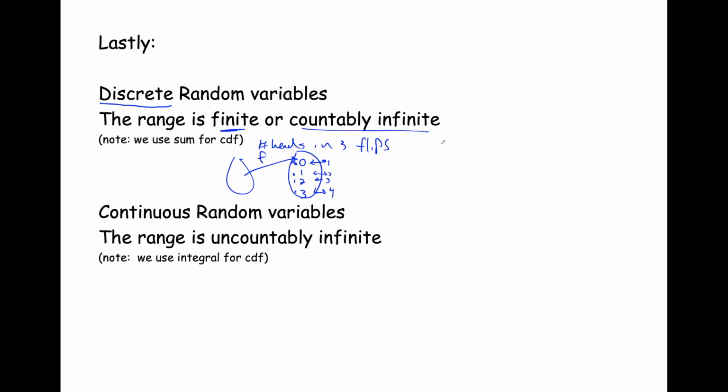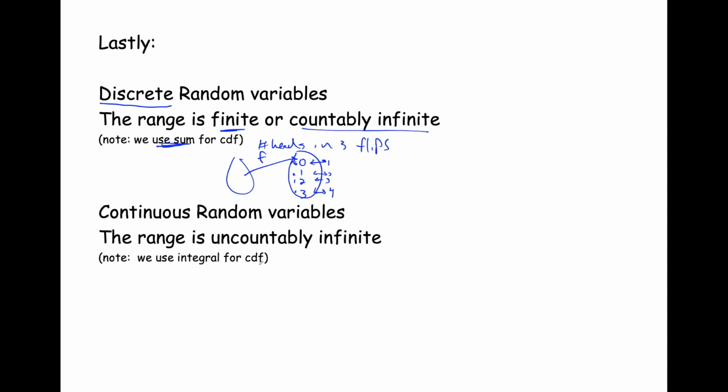There are other random variables that are not finite, but you can still count them. And those are called countably infinite random variables. And both of those, whether finite or countably infinite, they're called discrete random variables. And so for a discrete random variable, when you take the CDF, both cumulative or for an interval, you use the sum for such a CDF.